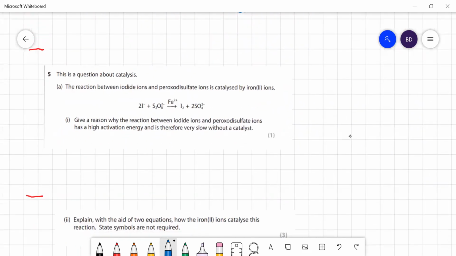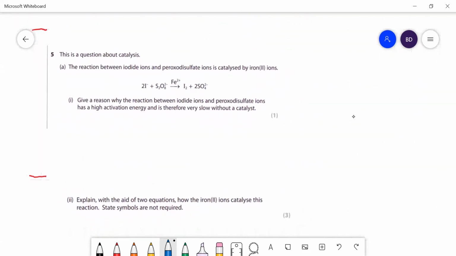Okay, on to transition metals and catalysis. This one, the reaction between iodide ions and peroxodisulfate ions, is catalyzed. Now, this is on the specification of this reaction. You should know this. You should know the equations for this. You should know this reaction sort of off by heart.